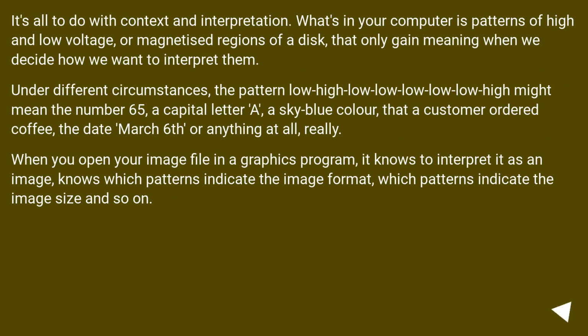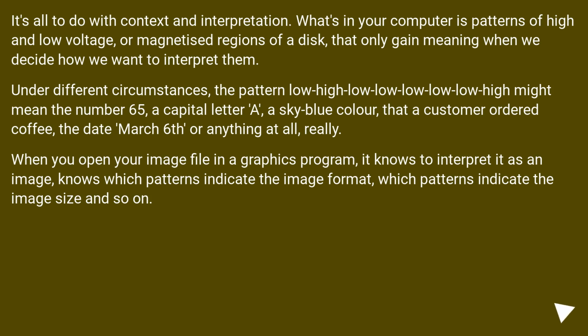It's all to do with context and interpretation. What's in your computer is patterns of high and low voltage, or magnetized regions of a disk, that only gain meaning when we decide how we want to interpret them. Under different circumstances, the pattern low high low low low low low high might mean the number 65, a capital letter A, a sky blue color, that a customer ordered coffee, the date March 6th, or anything at all, really.